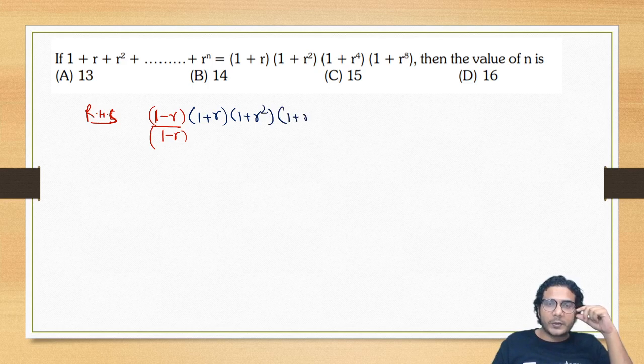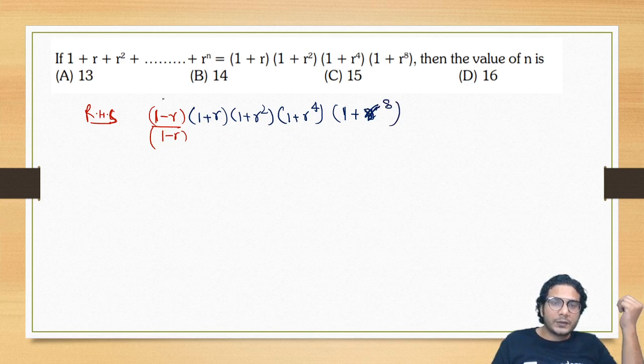Because after doing so it is going to be triggered and every pair will be combined. It will use the formula of a minus b, a plus b. So this is going to be 1 minus r square and then 1 plus r square and then the rest of the factors, divided by 1 minus r.